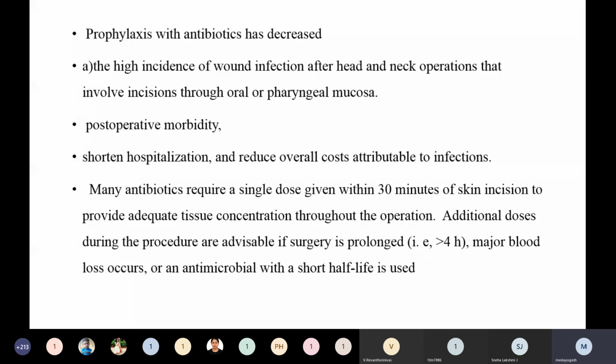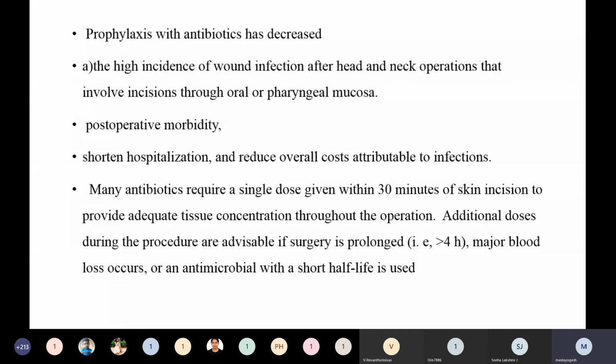So by doing this, what are the advantages that we got? The high incidence of wound infection after head and neck operations that involve incisions through oral or pharyngeal mucosa has decreased. The post-operative morbidity became less. Hospitalization shortened. So the overall cost attributable to infection is reduced.